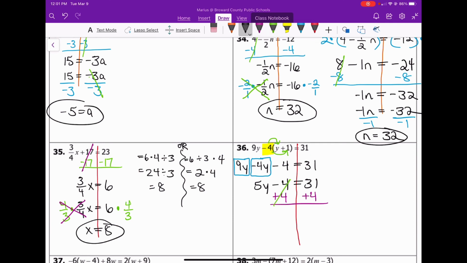We cancel those out, so that becomes 5y is equal to 35. And then obviously the last step is to divide both sides by, you guessed it, 5. The 5's cancel out, and we get y is equal to positive 7.